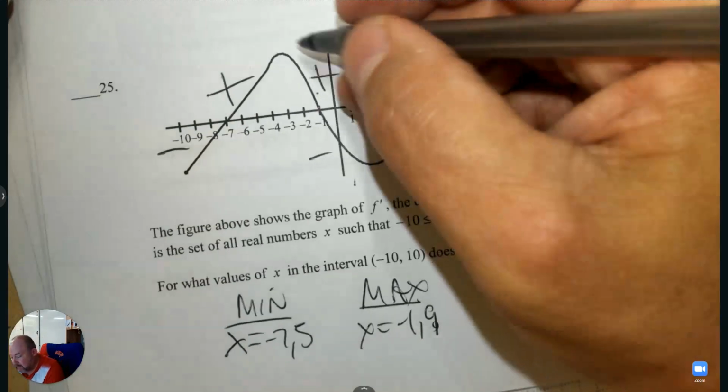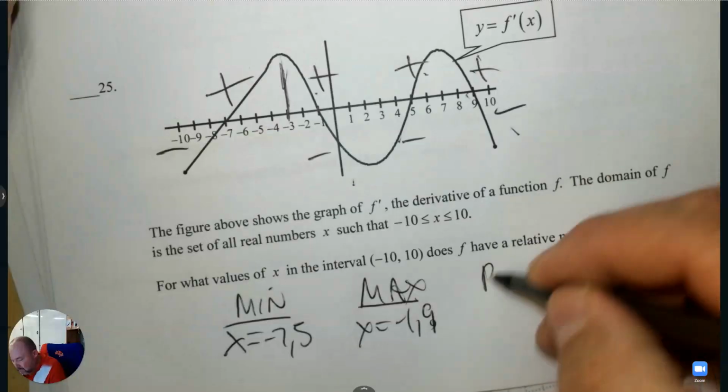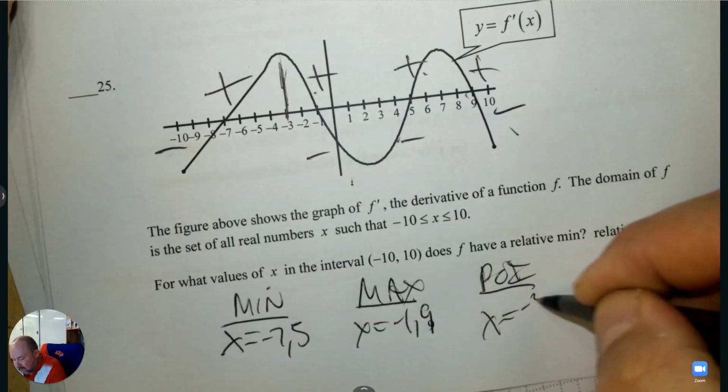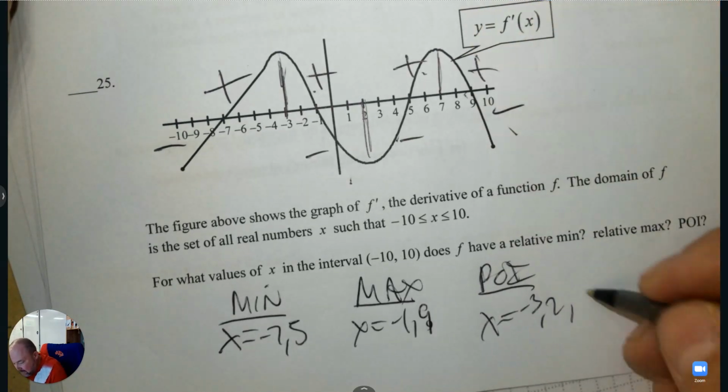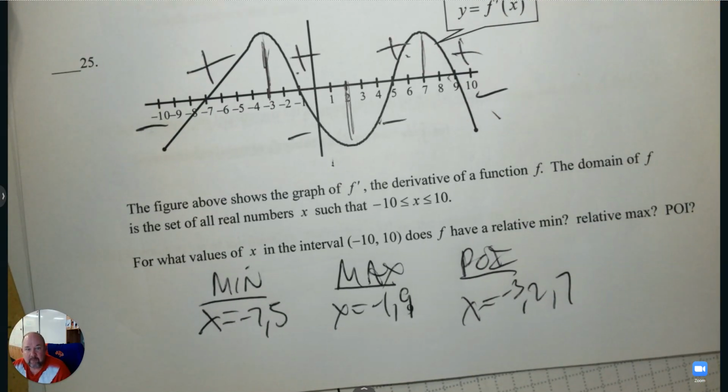And then where's the point of inflection? At the turning points. So the POI would be at negative 3, and the other turning points would be at 2, and at 7. And there they are.